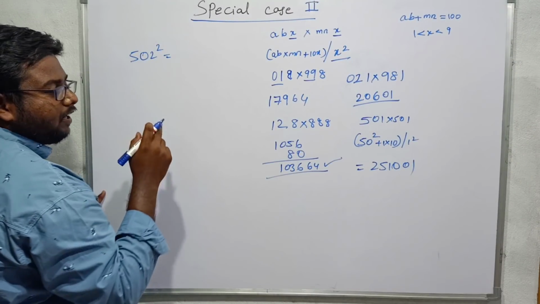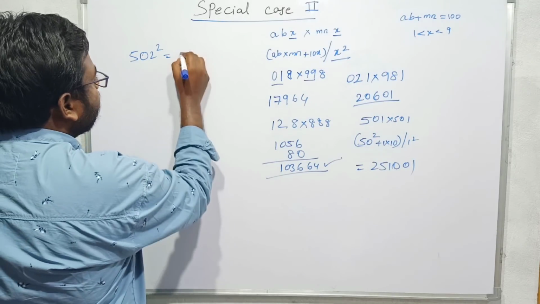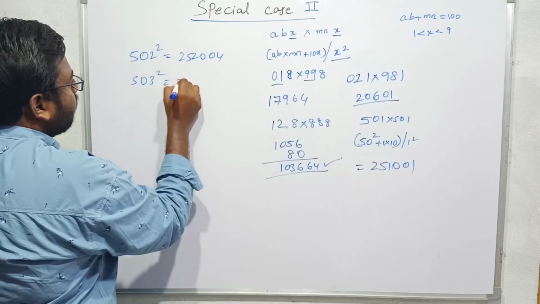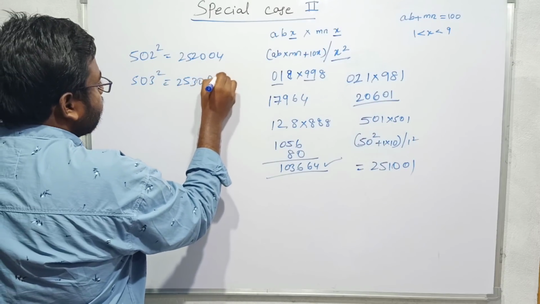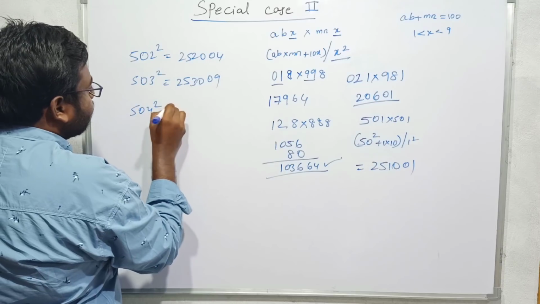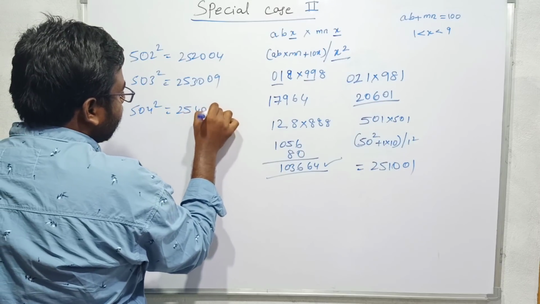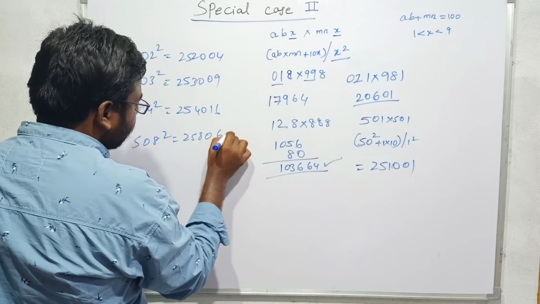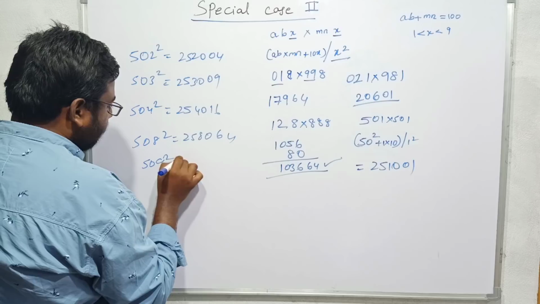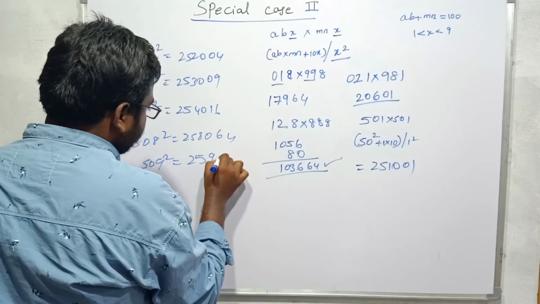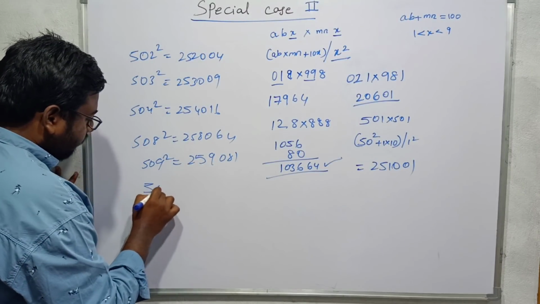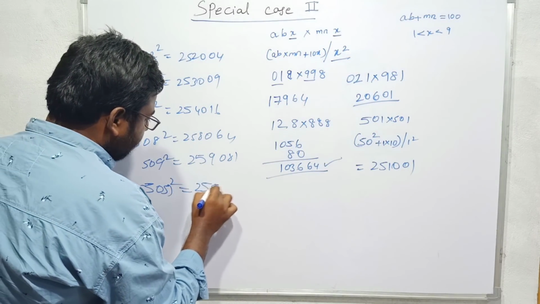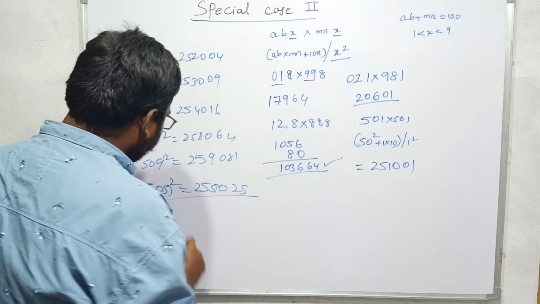So I can calculate the squares: 502 square is 2500 plus 20, 252004. 503 square, 253009. 504 square, 254016. 508 square, 258064. 509 square, 259081. If you take 505 square, 255025. You can take like this.